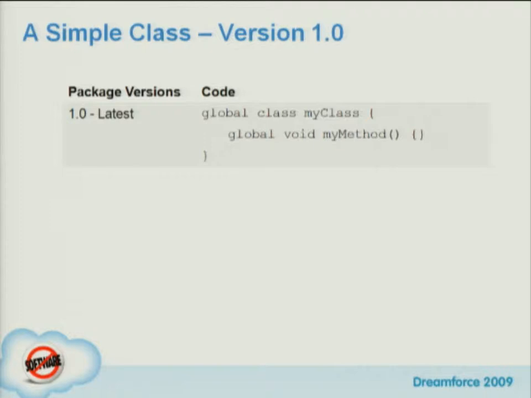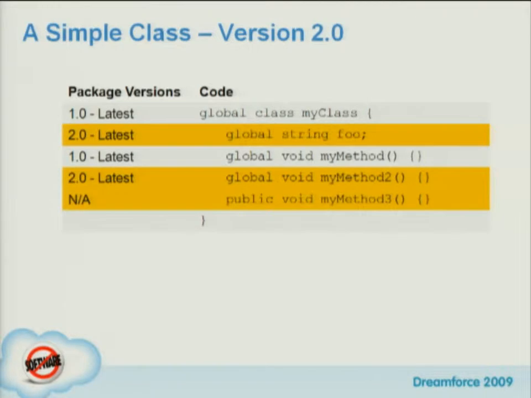Now, let's say the customer upgrades to 2.0. You've added some additional things. So we have a new string here, string foo, and we've added a couple other methods here. We've added this my method 2. Again, it's global. But if you notice, they're not available in 1.0. They're only available in 2.0 and forward. Remember I said when you add to the old things in an API, they can break things. So this is what's very, very key, is that we're only adding things on a go-forward basis.